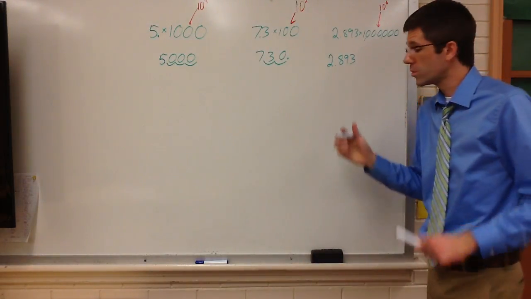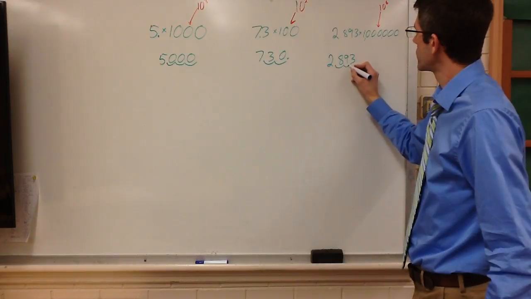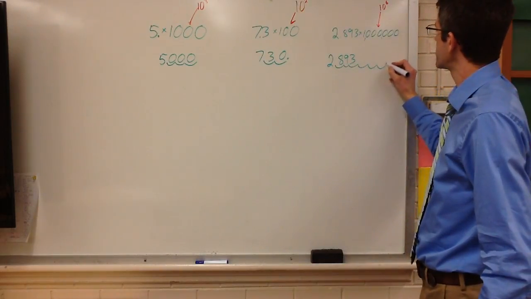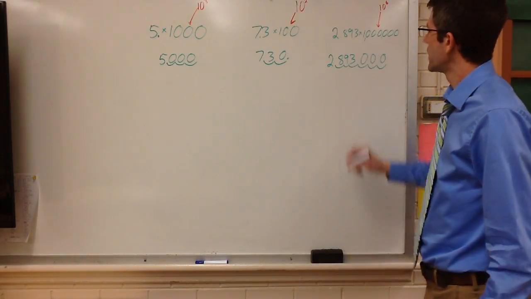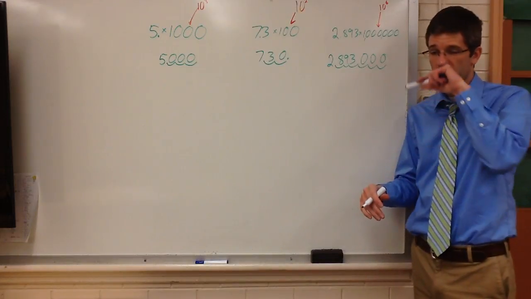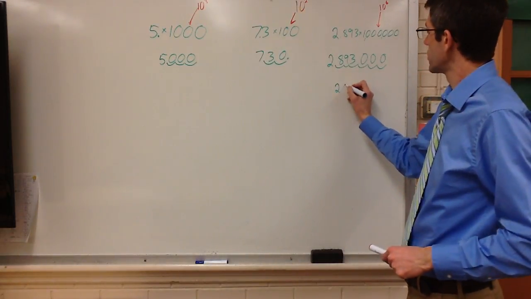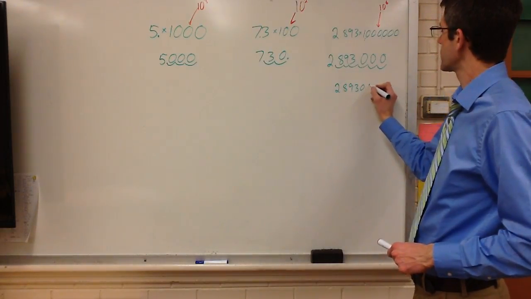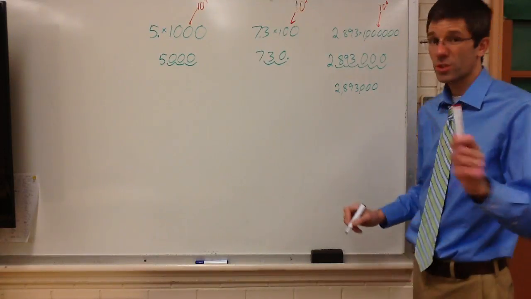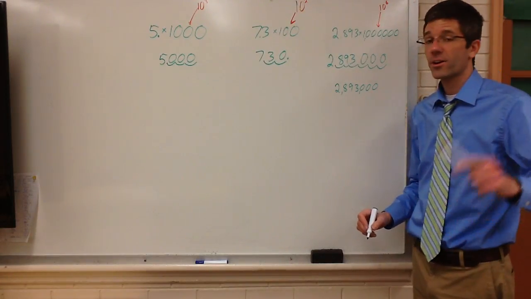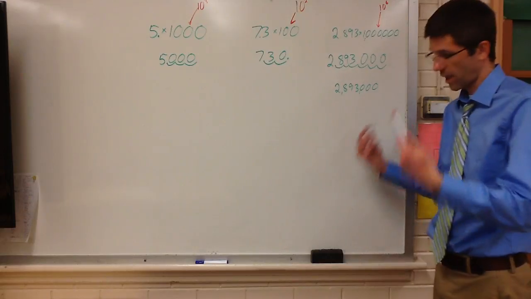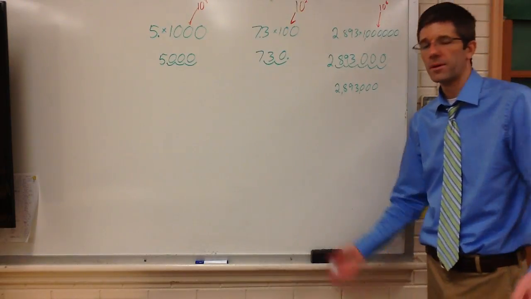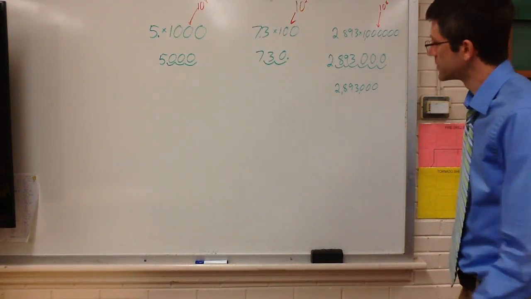So we're going to move 1, 2, 3, 4, 5, 6. I'm going to write that down a little differently just so it gets cleaned up. So 2, 8, 9, 3, 0, 0, 0. Put some commas. That is $2,893,000 or llamas or whatever it is.